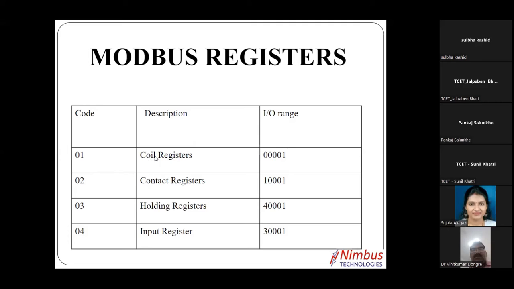If you read something, so I can read this register. So write and read property is assigned to this coil register. But it is not assigned to the contact register. Contact register, you can read only properties there. So coil register, you can read or write also, and in contact register, you just read that register.